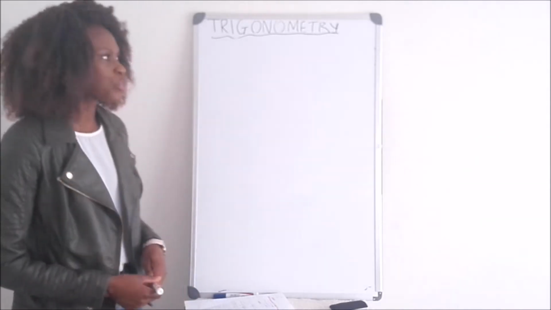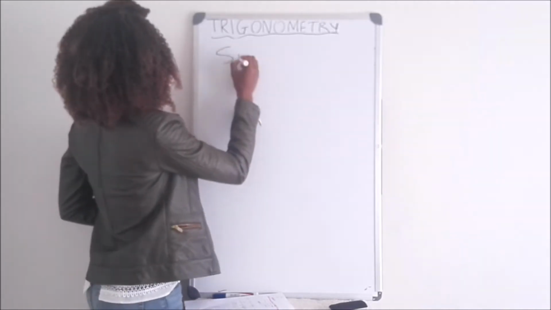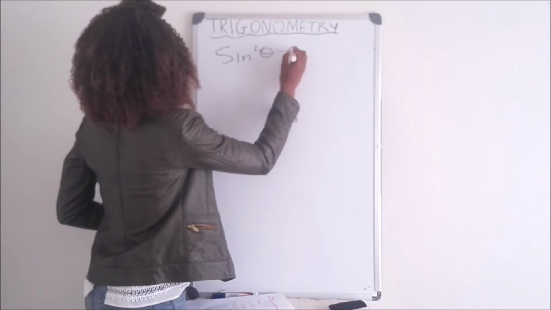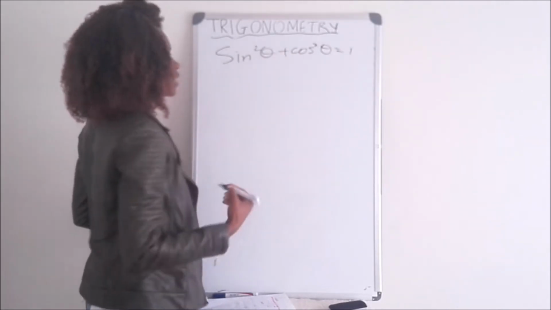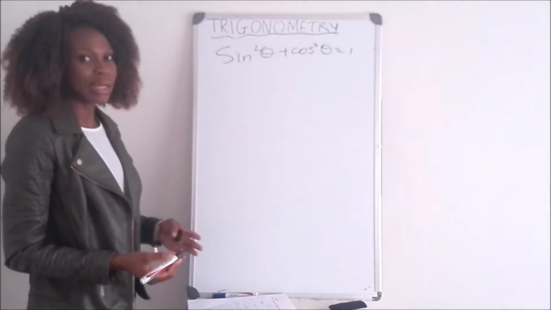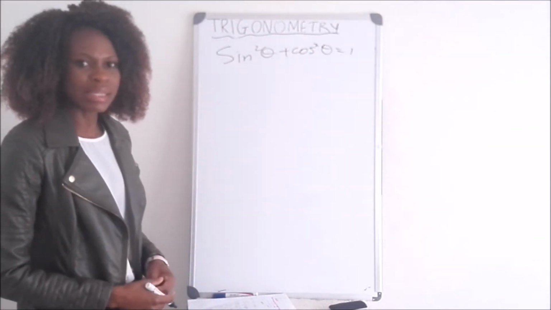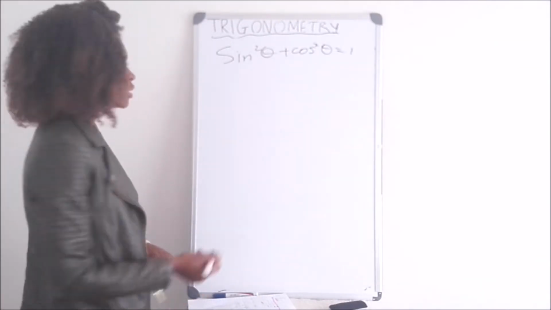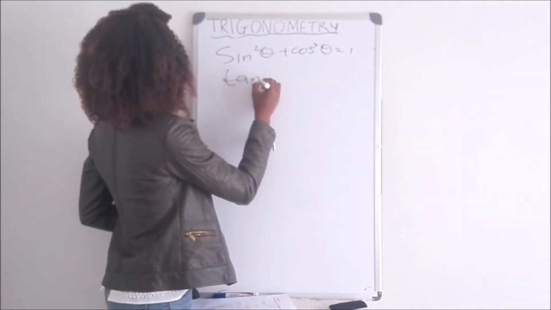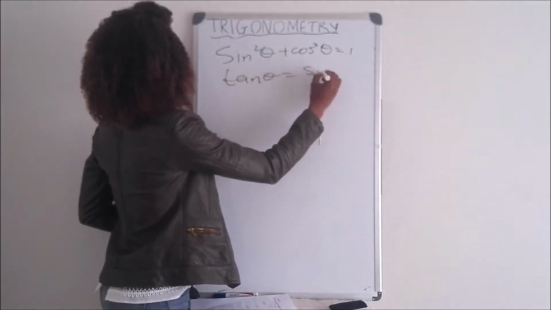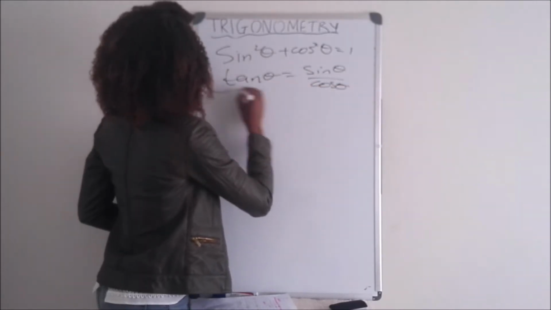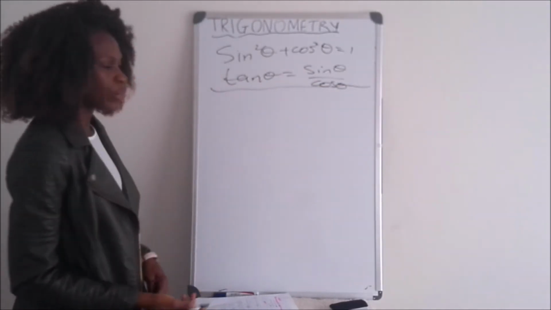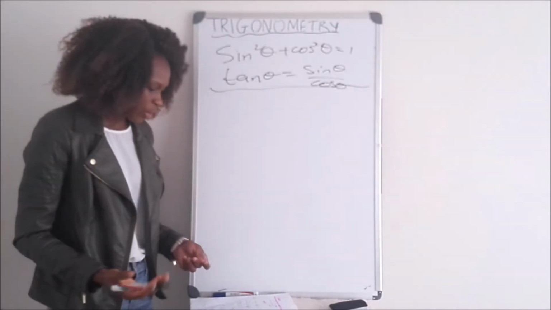Alright, identities we have 2, which is sine squared theta plus cos squared theta is equals to 1. Please take note that the identity says plus cos squared theta. If it's a minus, then it's not an identity. Then the second one is tan theta equals sine theta divided by cos theta. These are the identities that we will be looking at when we are answering our questions.